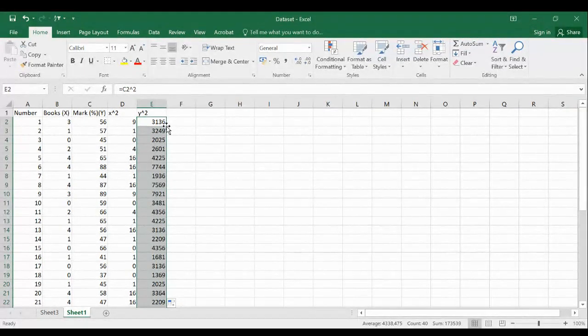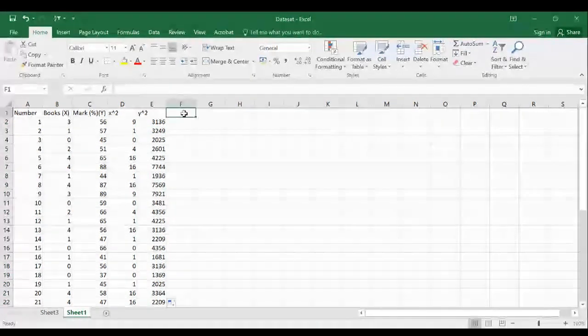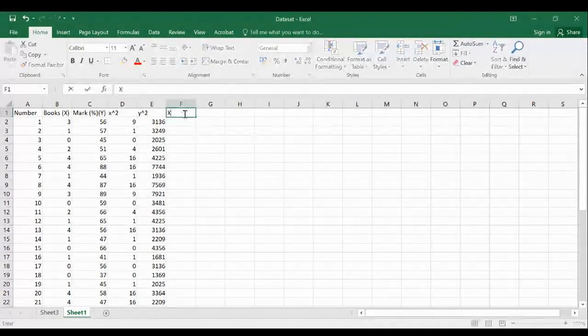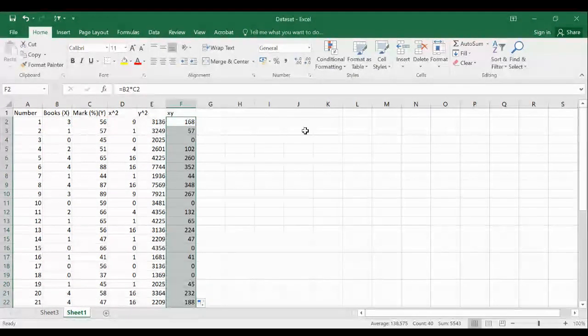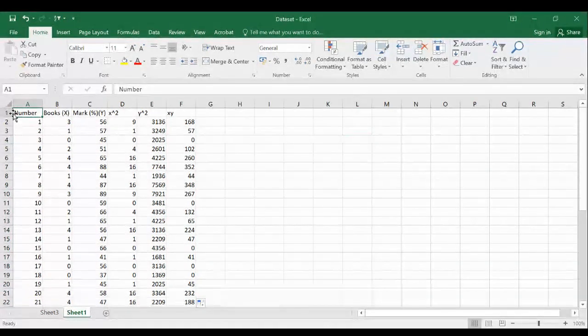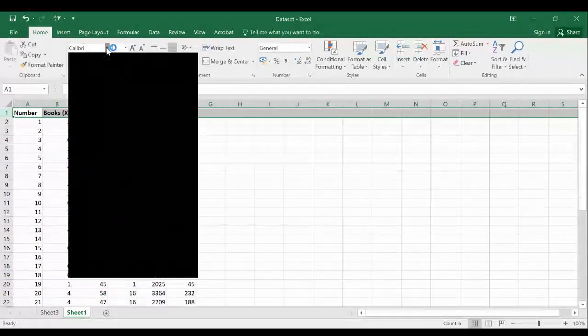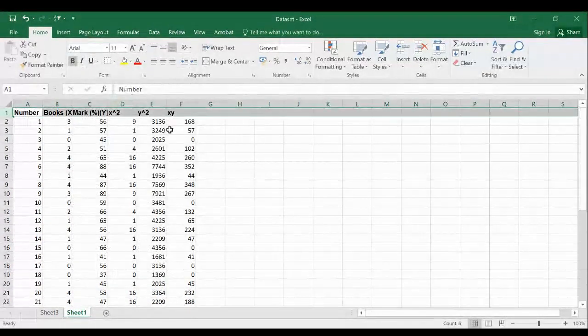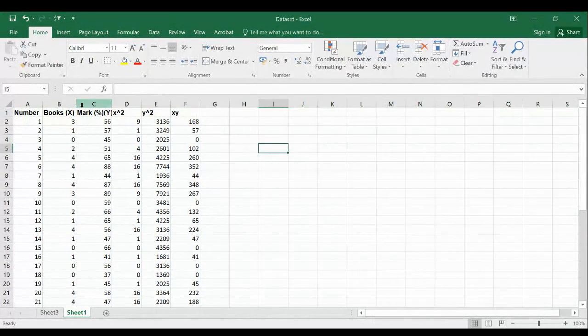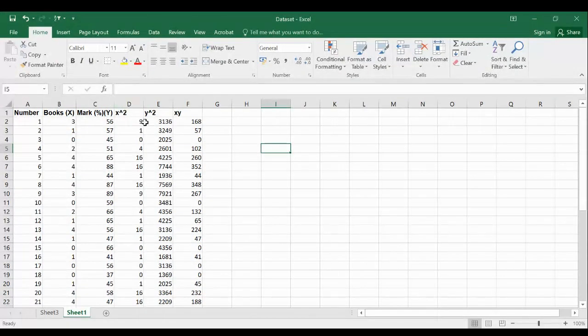You can do this with a calculator, by the way. You can get these sums from your calculator. You know how to use a Casio calculator. And the last one that we need is XY, the product of X and Y. So it's 3 multiplied by 56, and that gives us 168. So we have those values there. Let me highlight this so that you can see what is happening. Bold, and also change the font size. So this is what we are having: the value of X, the value of Y, X squared, Y squared, and XY.